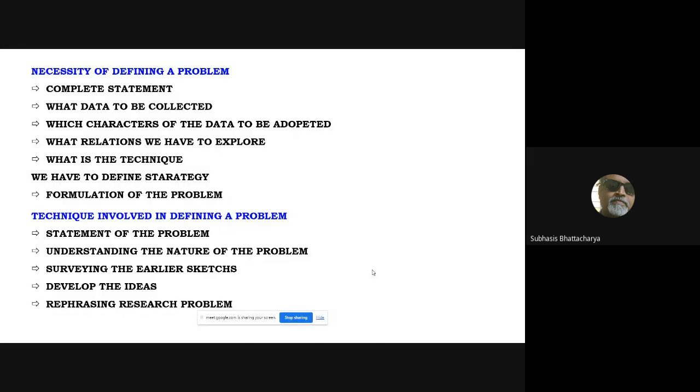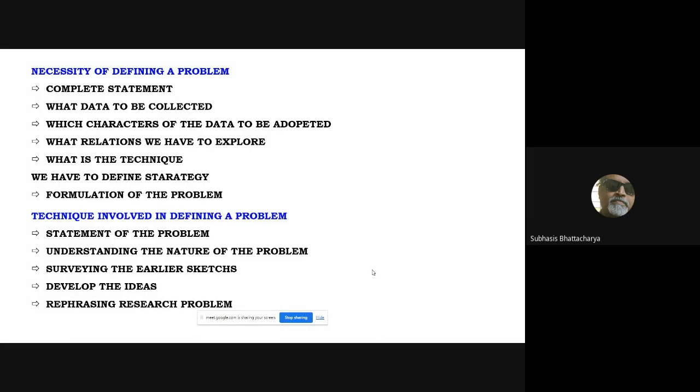That is, defining a problem involves the task of laying down boundaries within which a researcher shall study the problem as per his predetermined objectives. So it is a huge task, defining a research problem. When you are defining a research problem, various issues also surround us.